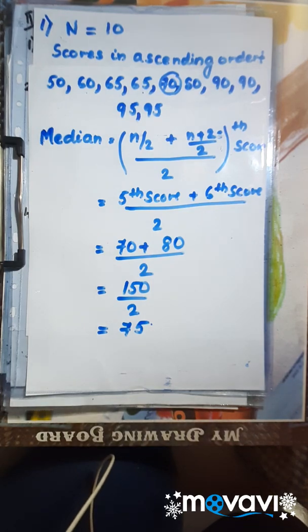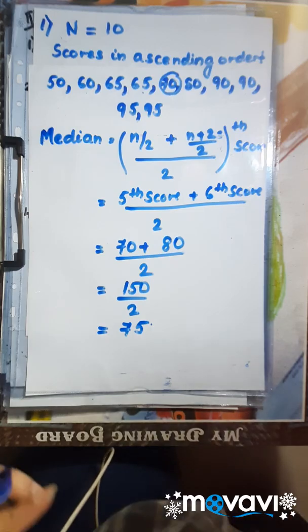Start for my black marker. Is that clear? Now let's go to the second sum. Let's go to the second sum. Okay. Now, what is the second question?